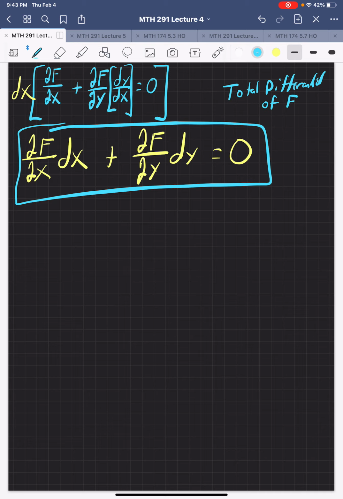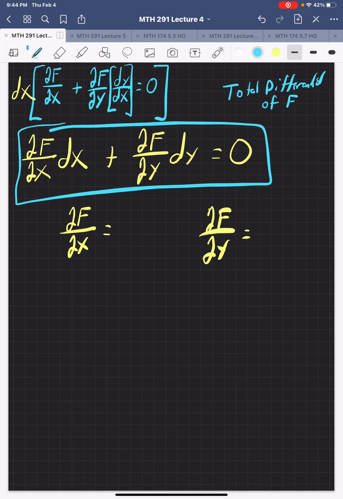Right. So that's the total differential of f. Now, the only thing that we're going to do, as your textbook does, is instead of using this partial of f with respect to x notation, we're going to redefine it. Henceforward, the partial of f with respect to x and the partial of f with respect to y we're going to call something else, to make it nice and neat.